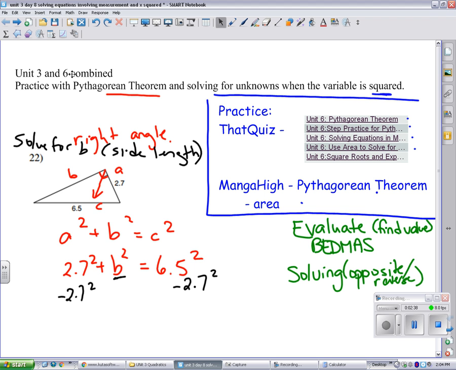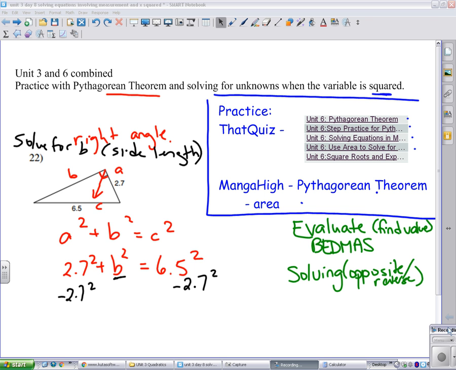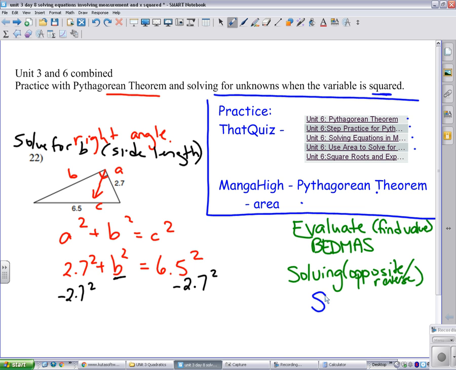So if I'm going in reverse, then I would start off with, do I have any subtraction? No. Do I have any addition? Yes. That's what I'm going to get rid of. So that's why I'm subtracting the 2.7 squared. Okay. Once I've got rid of that, then this of course will make 0, and so we will have b squared is equal to 6.5 squared minus 2.7 squared.